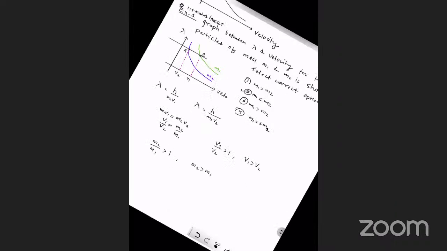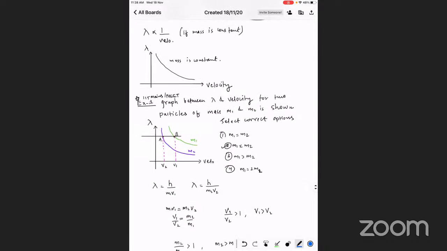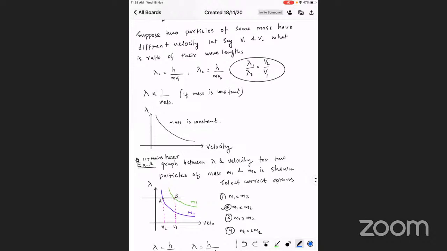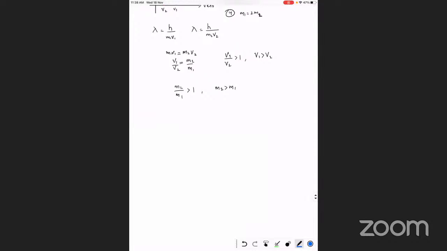Did you understand here? If there are two particles and they talk in terms of mass and velocity, you can handle it, right? Can you handle it if they are talking about the de Broglie wavelength and giving mass and velocity? Could you manage? Okay. I believe you all are saying yes.